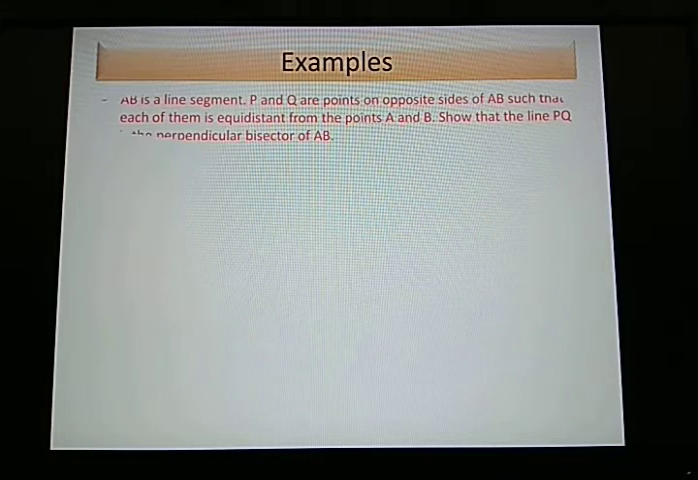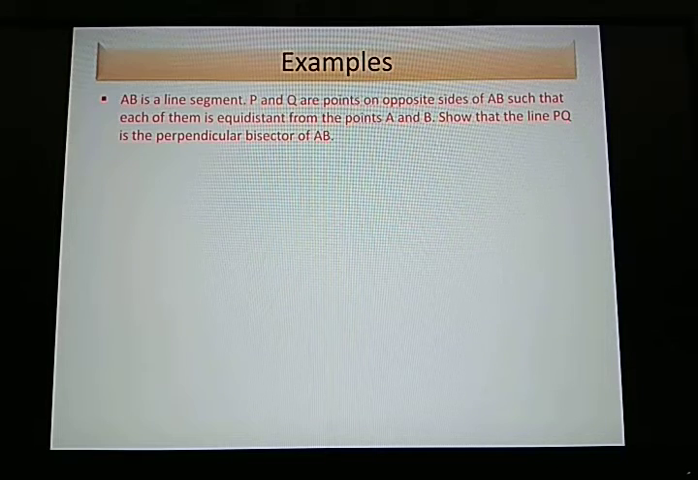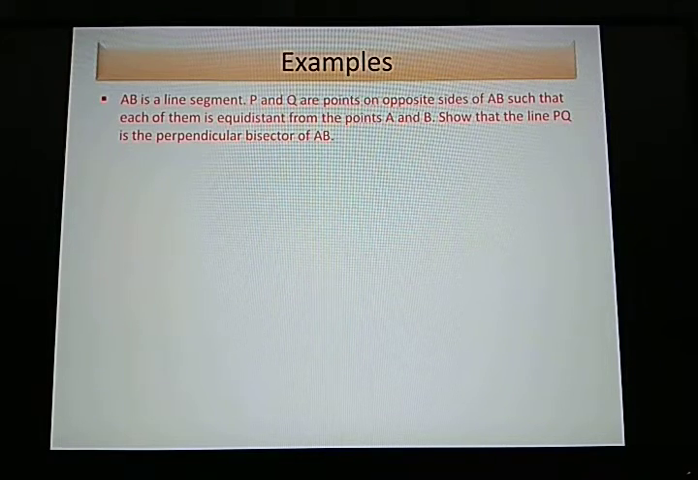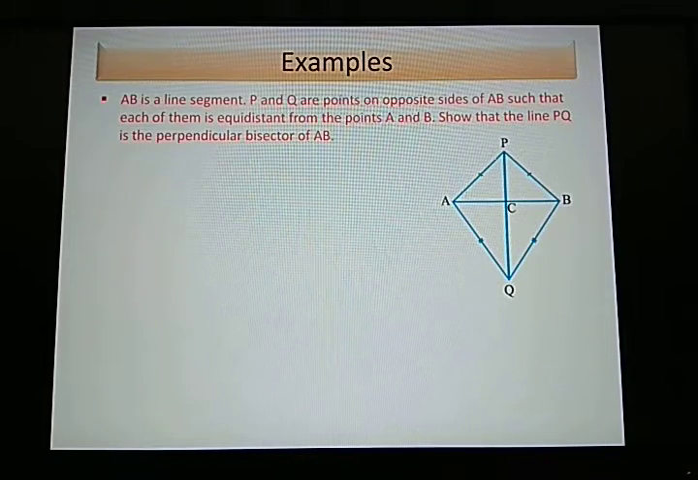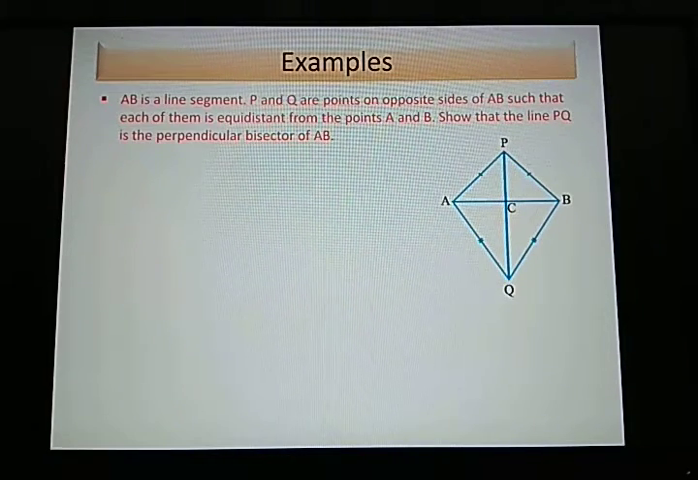So the first example says AB is a line segment. P and Q are points on the opposite sides of AB such that each of them is equidistant from the points A and B. Show that the line PQ is the perpendicular bisector of AB. So let us see the figure first of all. As you can see in the figure, AB is a line segment.